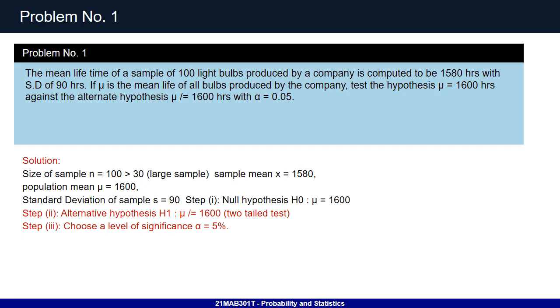So according to the procedure of testing of hypothesis, our first step is defining null hypothesis H naught, which is mu equal to 1600, and the second step is defining the alternative hypothesis H1, that is mu not equal to 1600. So this is a two-tailed test because they have just asked us to find the difference and they haven't mentioned anything as less than or greater than. Therefore, the level of significance at 5% alpha is going to be, for a two-tailed test, Z alpha is going to be 1.96.